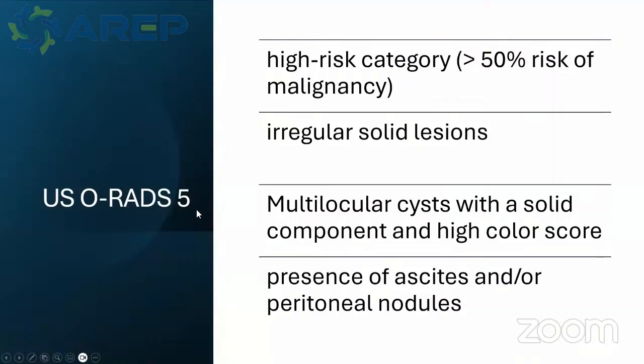Then ultrasound O-RADS 5. This is a high risk category. There is a more than 50% risk of malignancy. These are irregular solid lesions. When you say irregular, it's the outer contour of the lesion. And multilocular cyst with worrisome feature, which is a solid component and a higher color score. And presence of ascites and peritoneal nodules.